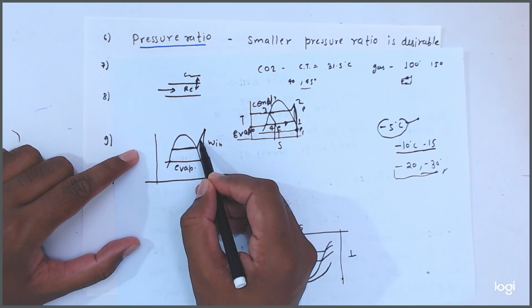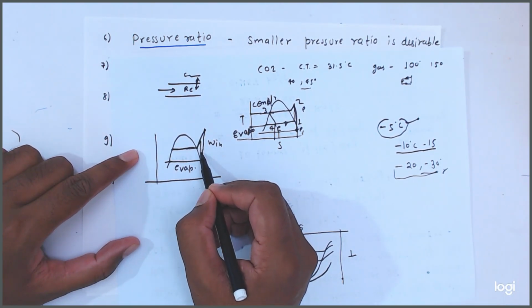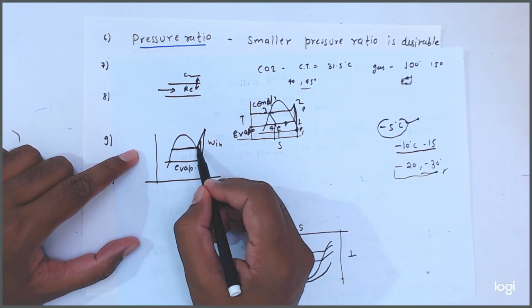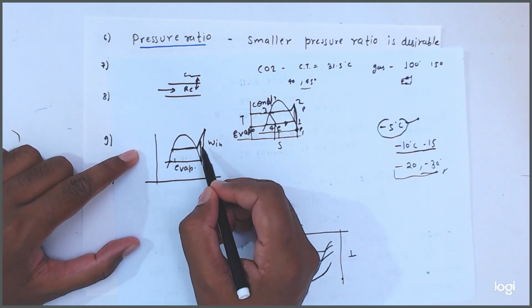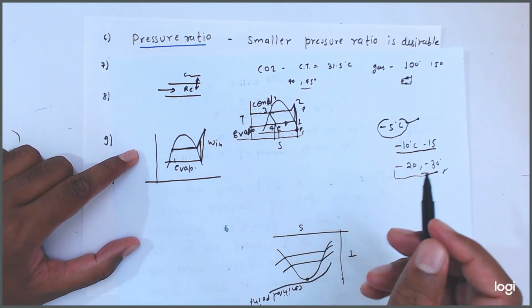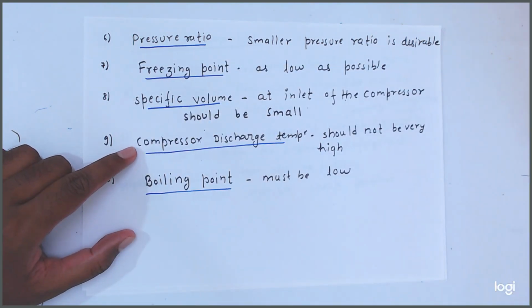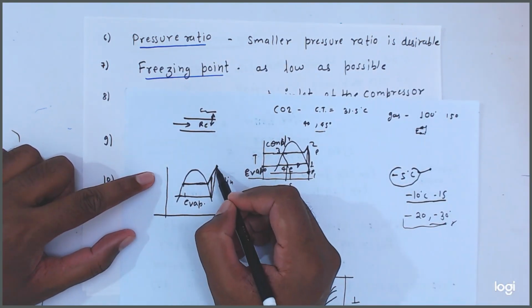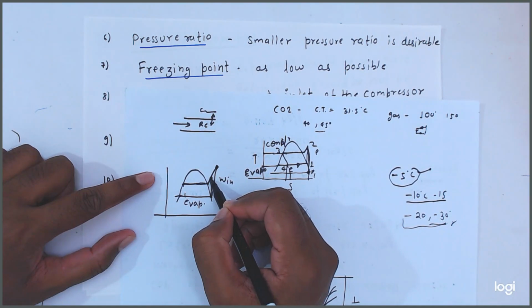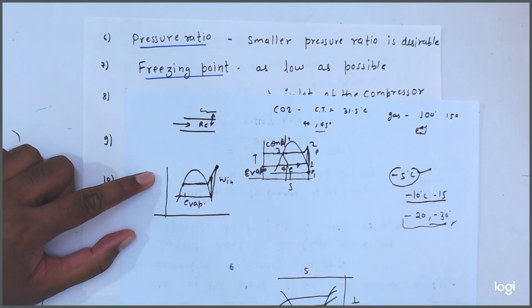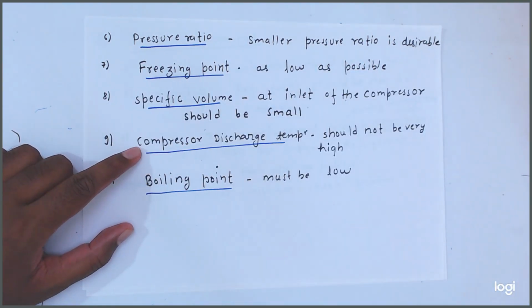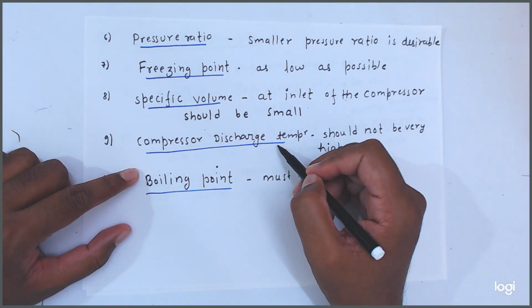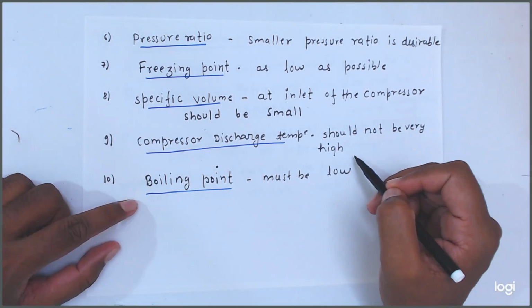Suppose it is like this here, in this case smaller work is done and less heat is required to be removed compared to the earlier one. So what happened? This is the compressor outlet temperature. Here this is the compressor outlet temperature. So the compressor outlet, or discharge, temperature should not be very high.